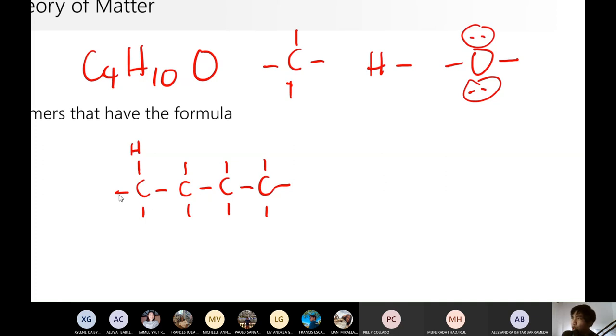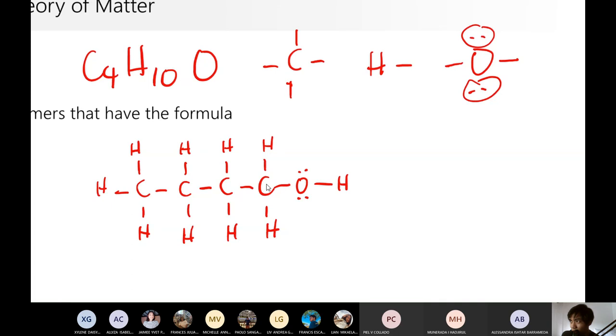So, dun sila pwede dumugtong. Tapos, yung hydrogen, dugtong ko na. Dugtong ko yung mga hydrogens. So, that's 1, 2, 3, 4, 5, 6, 7, 8, 9. Hindi ako magdudugtong ng hydrogen dito agad. Kasi, kagaya ng ginawa natin kanina, nakalimutan ko yung oxygen. So, pwede ko idugtong yung oxygen dito. Yan. Then, yung hydrogen. Okay? So, this is one isomer of this formula, C4H10O. So, yan yung isang structure niya.